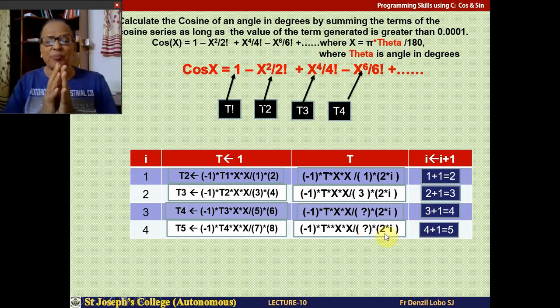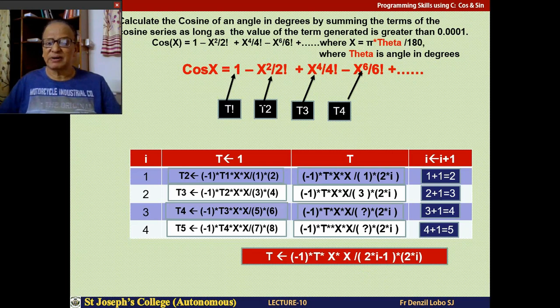I would like you to pause the video for some time and get a general formula in terms of minus 1 into t. T is equal to minus 1 into x into x. In here, I want you to get a formula. And you already have the formula 2i. Therefore, you have to get the formula for this term and get the general formula. Pause for some time. Think about it.